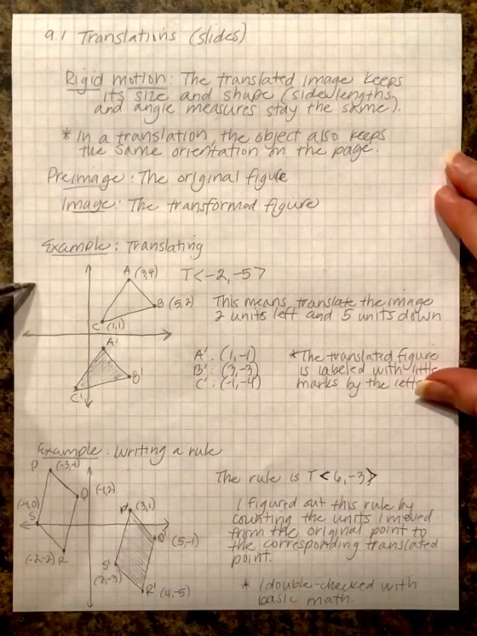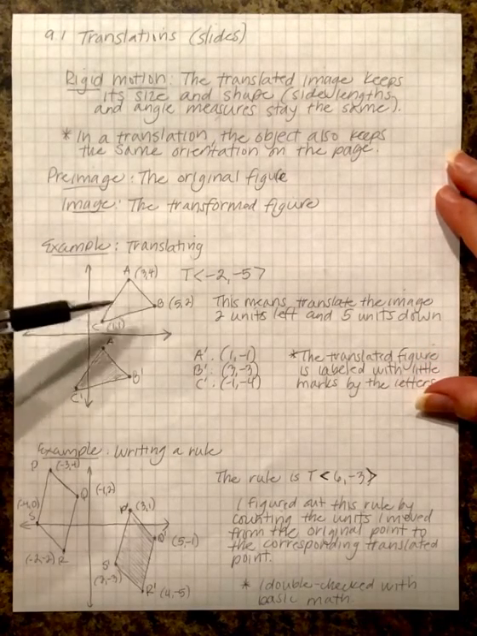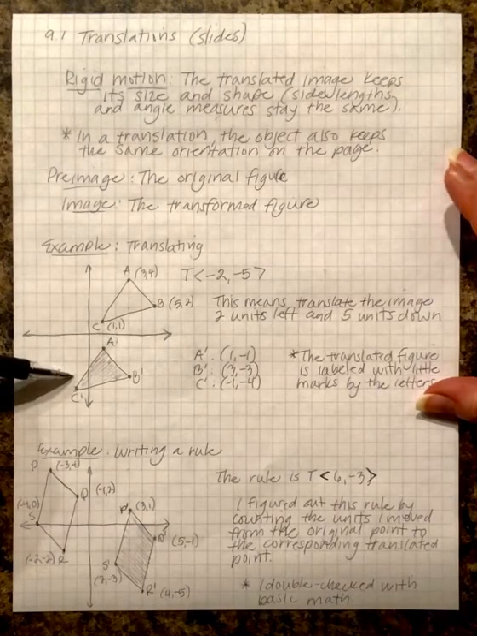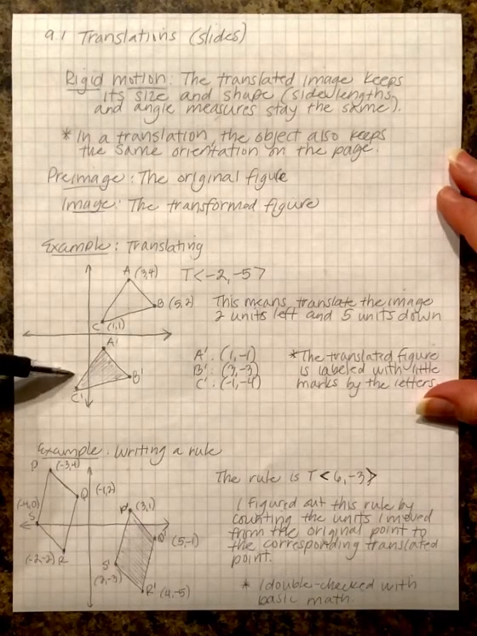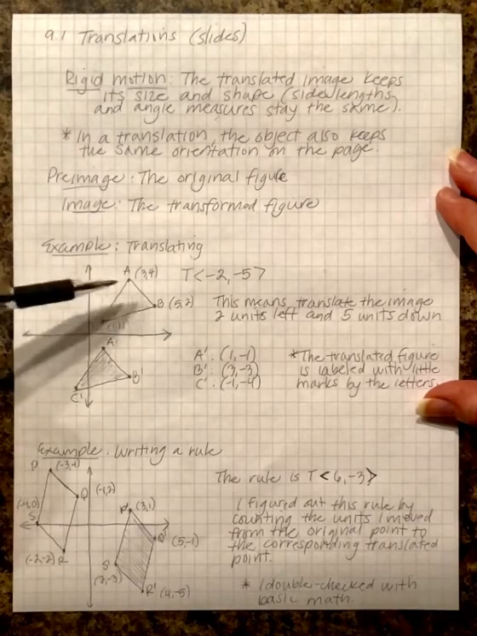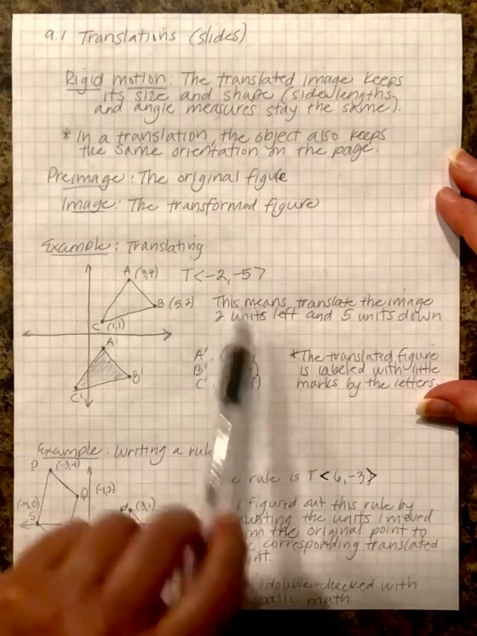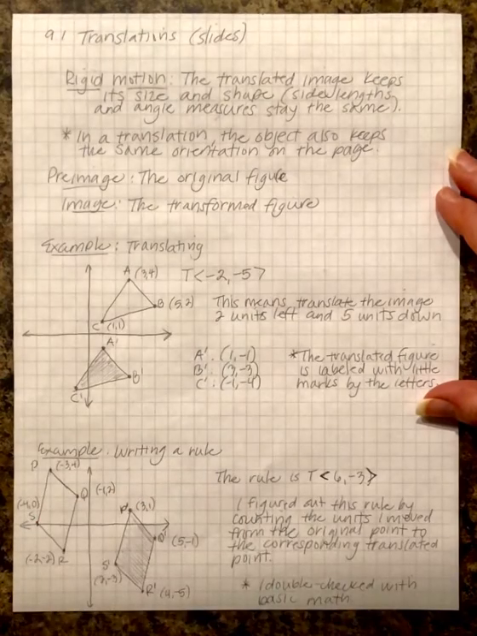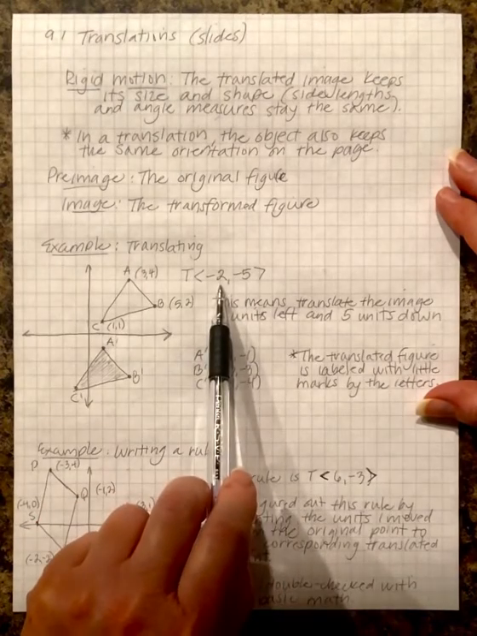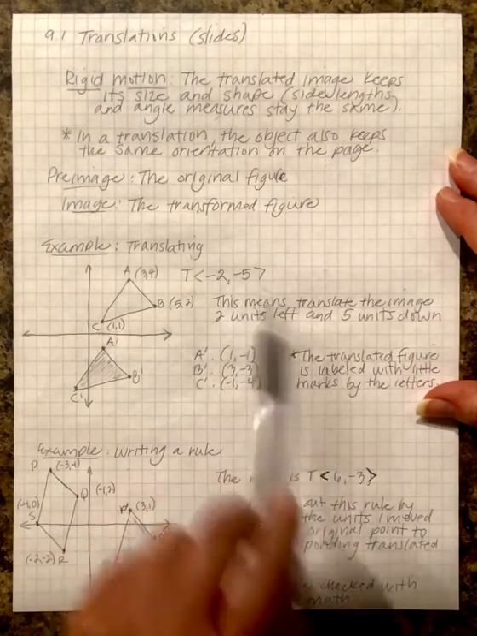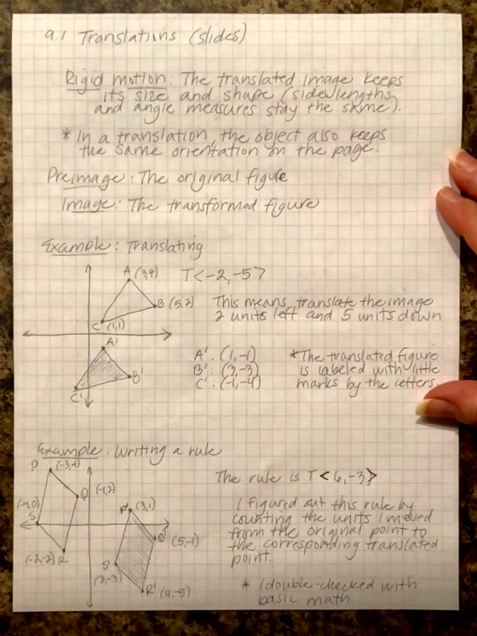So here is one example of translating. My original figure, my pre-image, is here in the white, and then my translated figure is shaded in. So here the translation rule was -2, -5. Again, this is referring to x and y coordinates. So this is the x coordinate, which indicates either left or right. This is the y coordinate, which indicates either up or down.